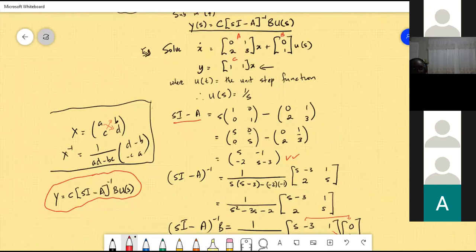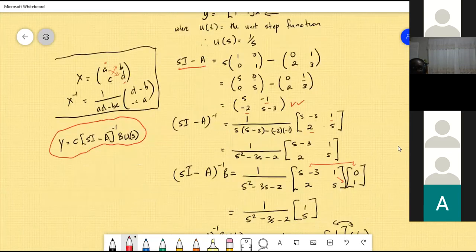And then we flip these around, the a and the d, and then we change the sign on these, which I hope I did. Did I? No, I did not. Oh, yes, I did. Change around the s and the s minus 3, and then change the sign on the minus 2 and the minus 1. So we have that here, and change around these two. So I have my sI minus A inverse.